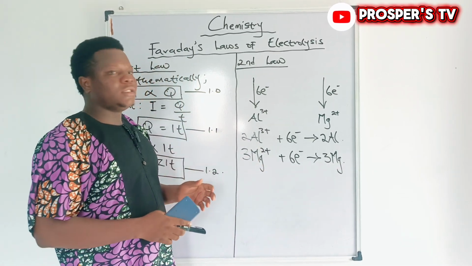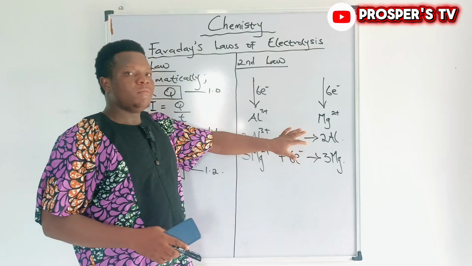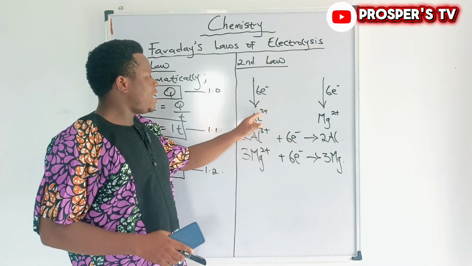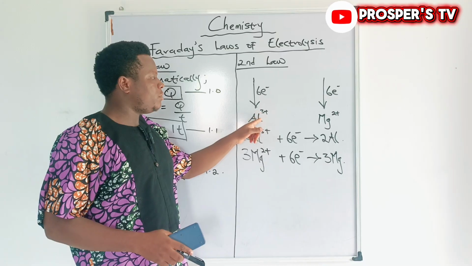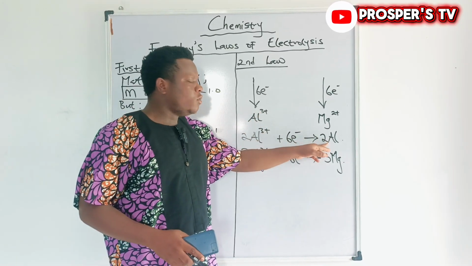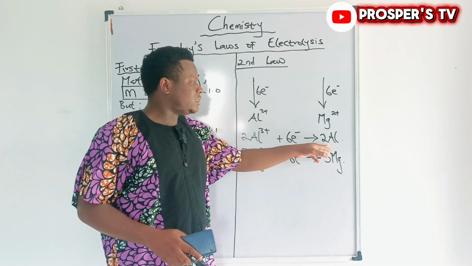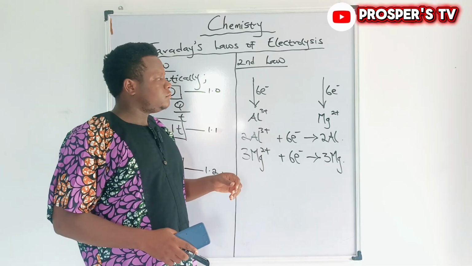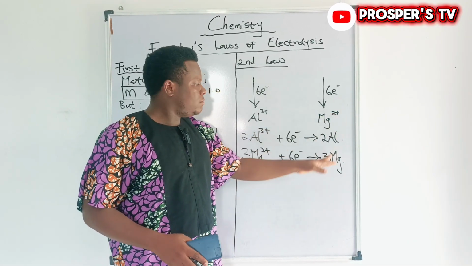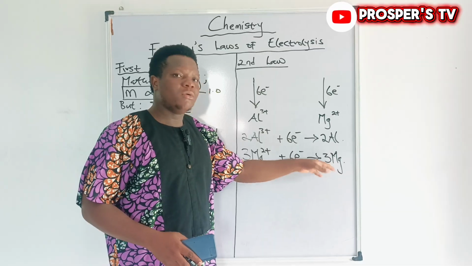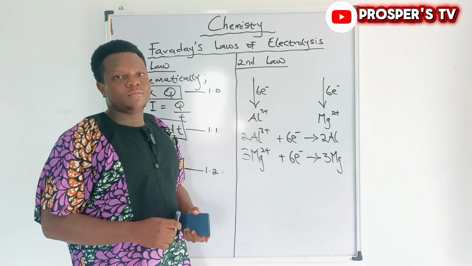Now, what do you notice about this now? It means that the higher the number of charge, the higher the charge on top of the ion, the lower the mole that is being discharged. The lower the charge on top of this ion, the higher the mole that is being discharged.